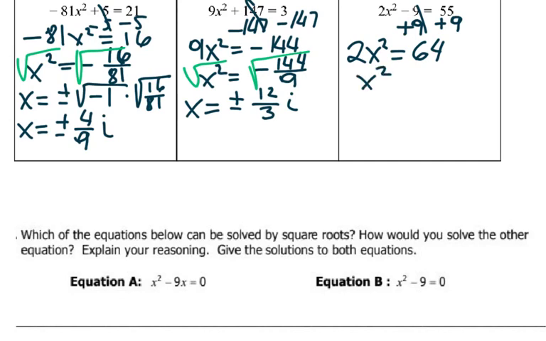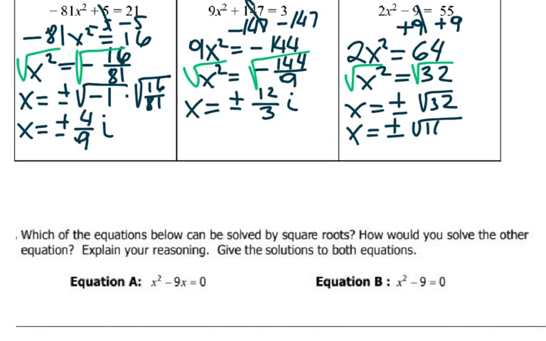Adding 9. So when I divide both sides by 2, I get 32. Take the square root. So x equals positive and negative square root of 32. But I can simplify the square root of 32 and rewrite it as 16 times 2. The square root of 16 is 4. The square root of 2 is irrational. So it's positive and negative 4 square root of 2.